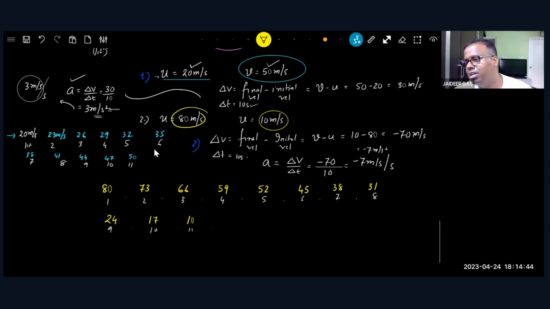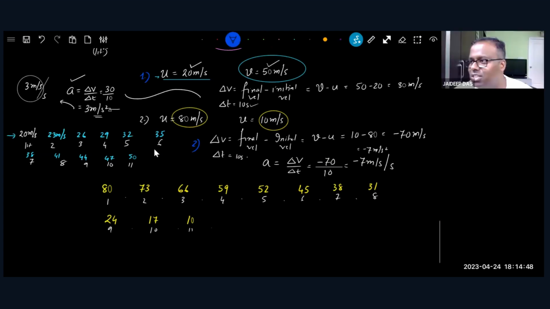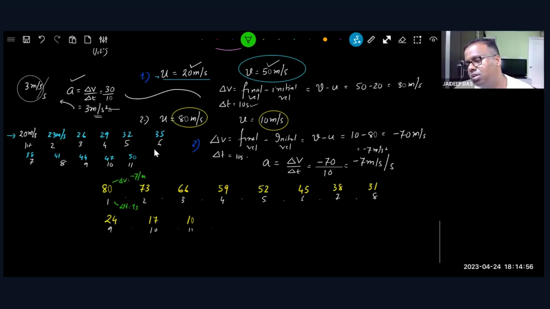Initial velocity was 80. What is your acceleration? You see how the velocity is changing here. Your delta T is equal to 1 second, your delta V is equal to minus 7 meters per second. For every second you're coming down.